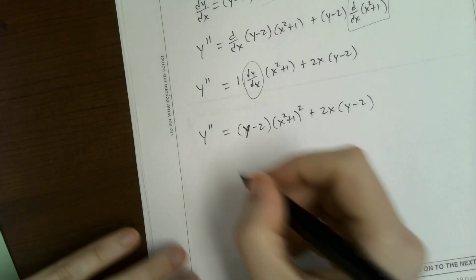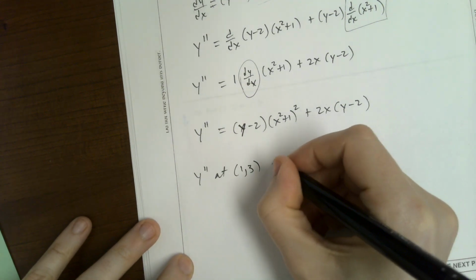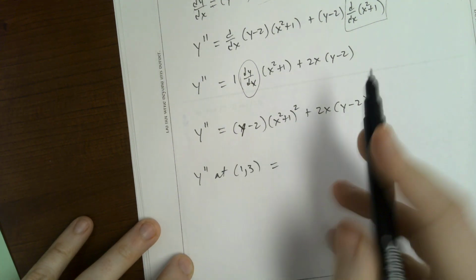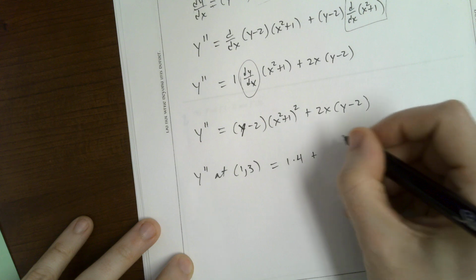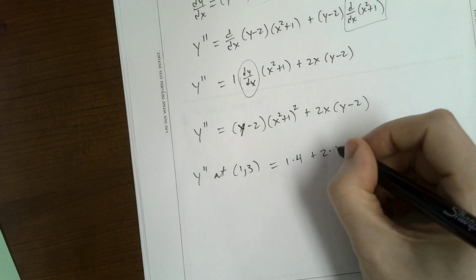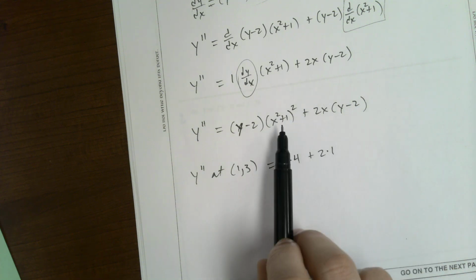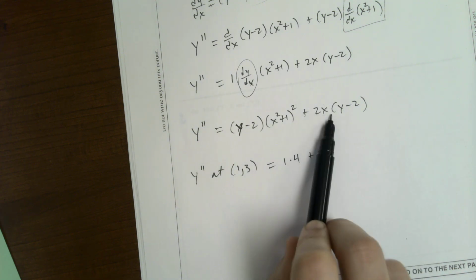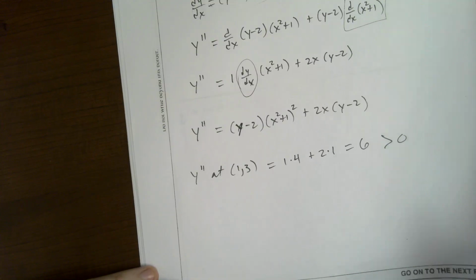Okay, so now, y double prime at the point 1, 3 is, I'm plugging in 3 for y. So that's going to be 1 and 1 for x. Times 4 plus 2 times 1. I think I got it. 3 minus 2. Yeah, because those are 1s. And then that's 4, that's 2. Okay, that's 6. Okay, this is positive. All right, so greater than 0.